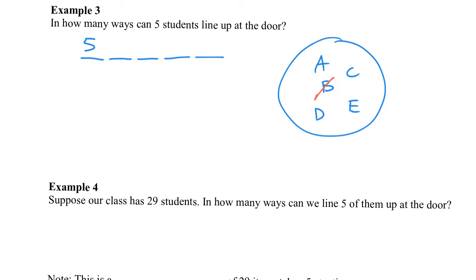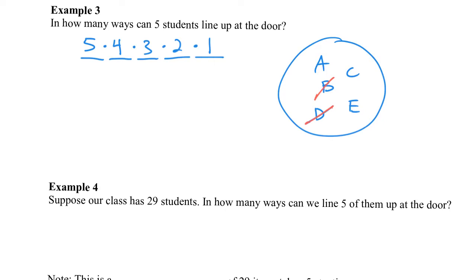Well, now how many students are left to go in the second spot? Well, now there's 4 left, right? So let's say we pick this student. So that leaves us with only 3 students left to go in the third spot. And we're going to use the multiplication principle here. So we're going to multiply these. We multiply the 3, then the 2, and then finally there's only 1 student left. So you can see that this is 5 factorial, right?